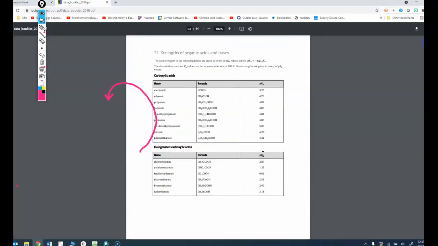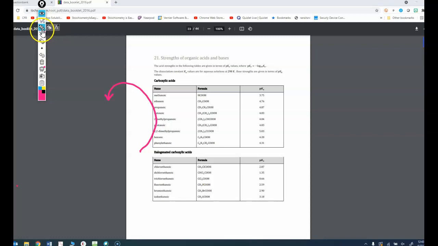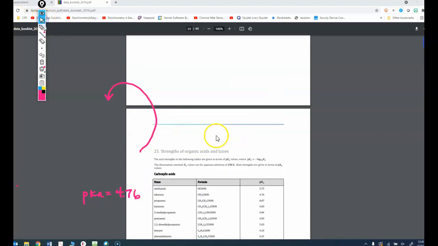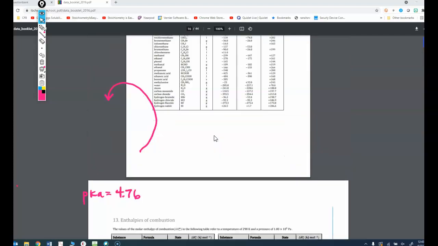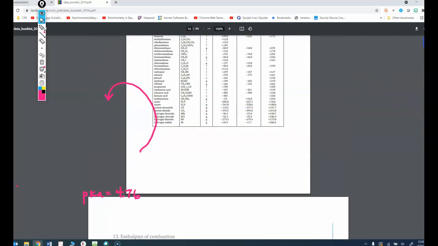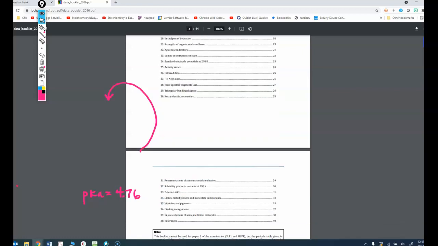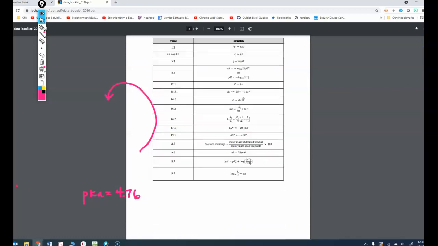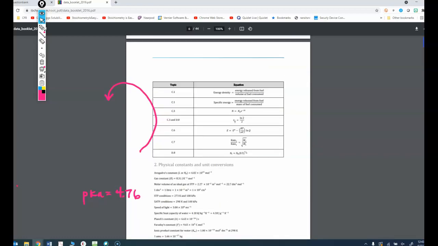Section 21 of the data booklet has the pKa values of ethanoic acid. We have a pKa value right there of 4.76. So I'm going to write that on my screen real quick: pKa equals 4.76, just so I have that information. Now I'm going to scroll to section 2, and let's talk about what section 2 tells me.